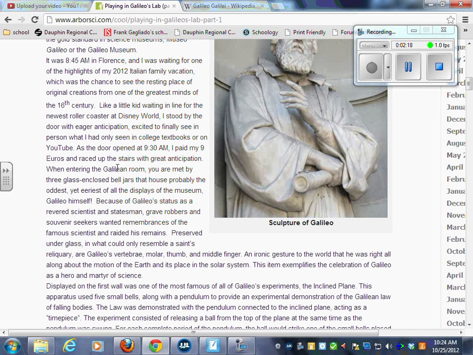When entering the Galilean room, you are met by 3 glass-enclosed bell jars that house probably the oddest yet eeriest of all displays in the museum, Galileo himself. Because of Galileo's status as a revered scientist and statesman, grave robbers and souvenir seekers wanted remembrance of the famous scientist and raided his remains. In other words, they dug up his grave. Preserved under glass in what could only resemble a saint's reliquary, and I don't know what that means, are Galileo's vertebrae, molar, thumb, and middle finger. An ironic gesture to the world that he was right all along about the motion of the Earth and its place in the solar system. Kind of amusing.